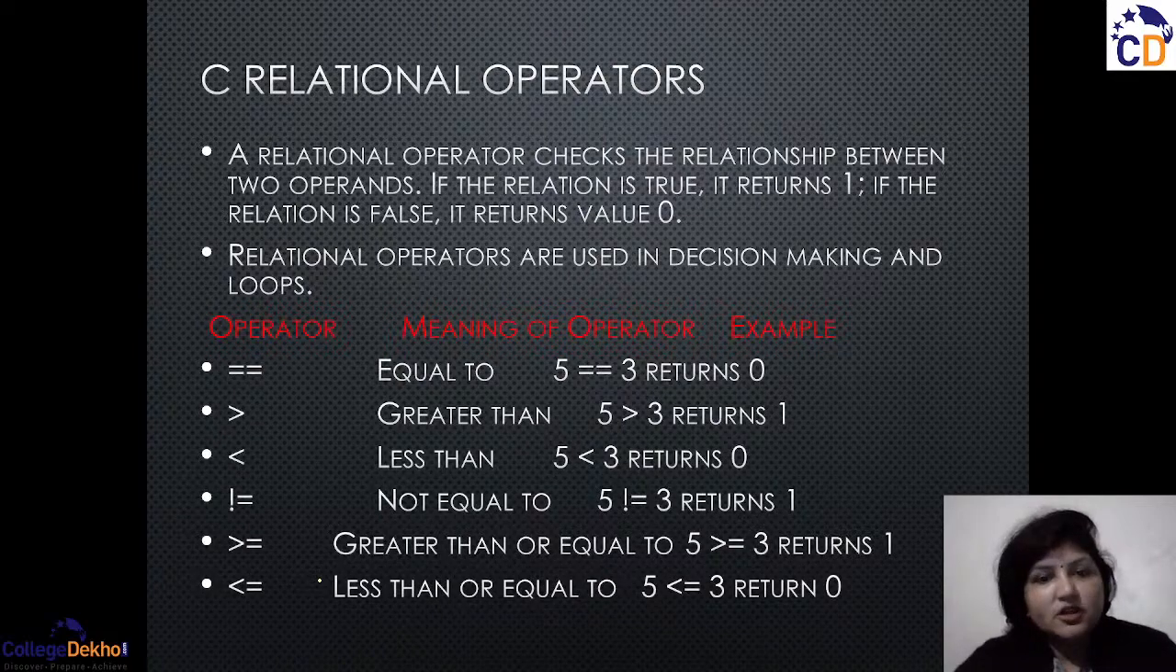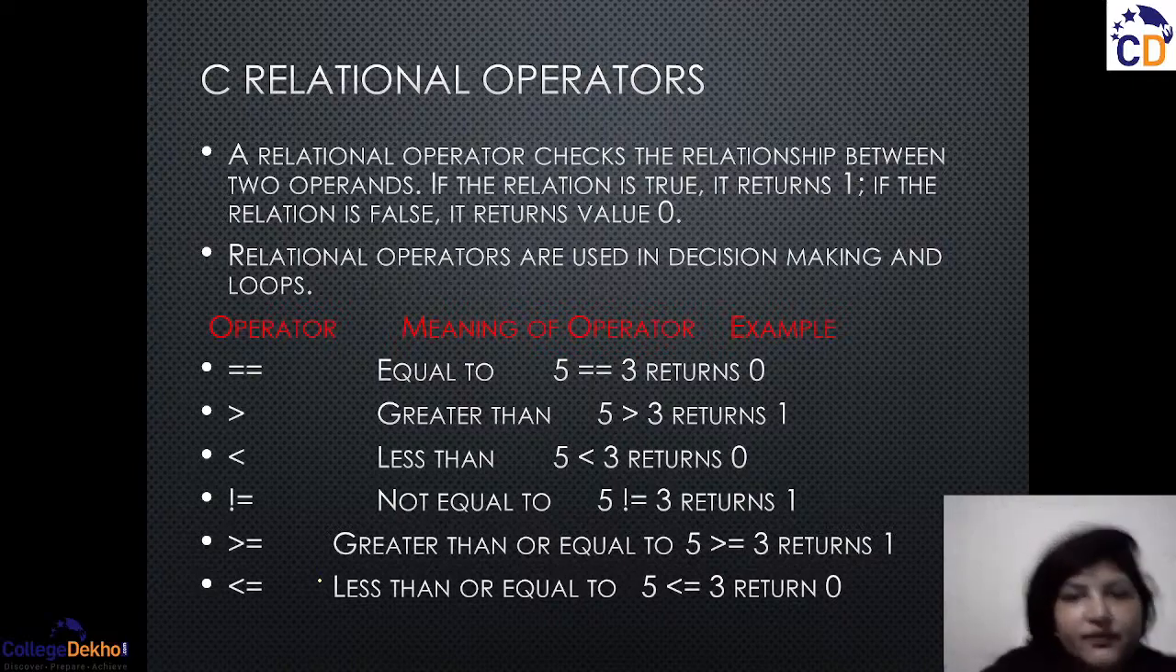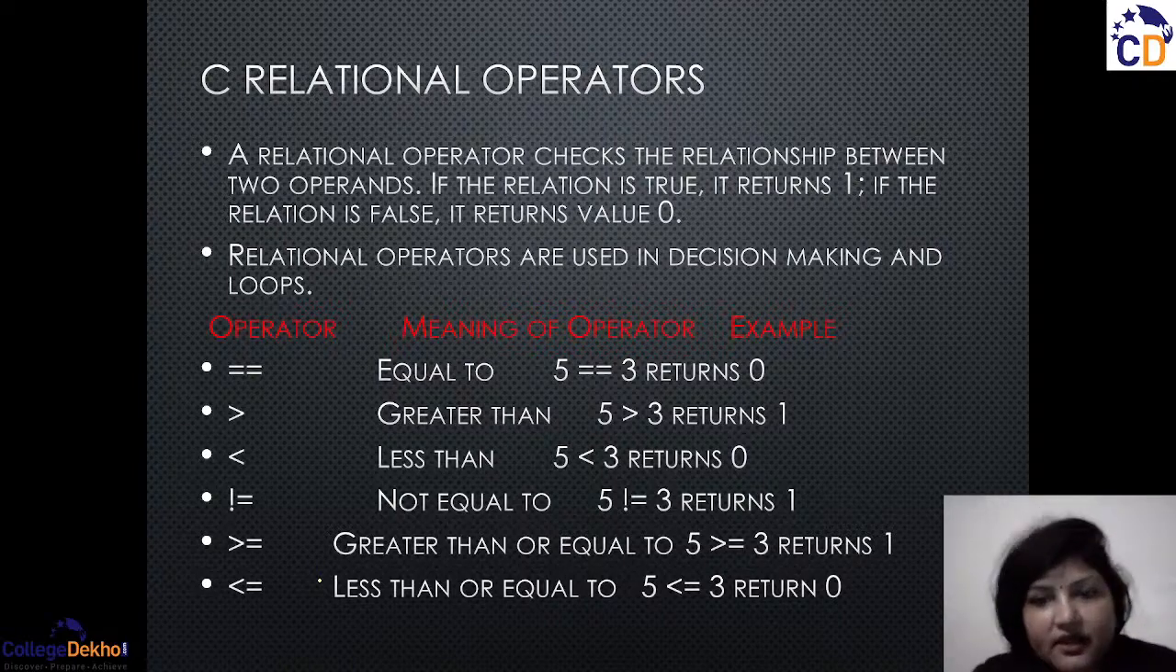Then we have relational operators. I told you relational operators are greater than, less than, comparison operators actually, used when we have two statements and want to compare them. Like 5 is equal to 3, it returns 0 because the expression is false. 5 is greater than 3, yes, it gives you 1. Why? Because 1 represents true and 0 represents false. So 5 is greater than 3, yes, it is true, so it returns 1.